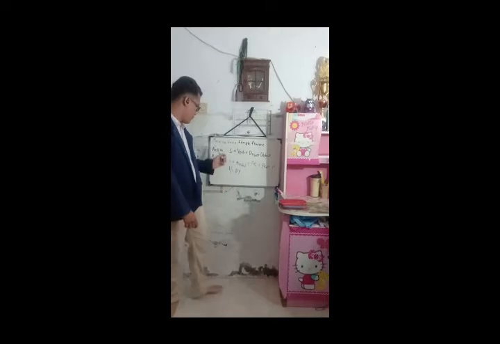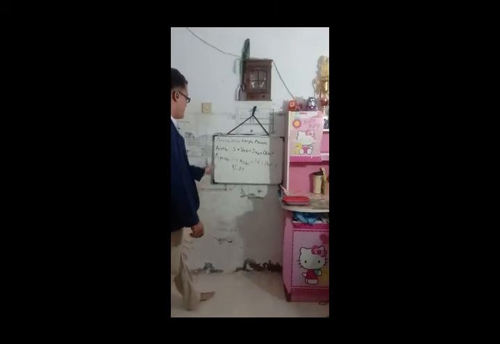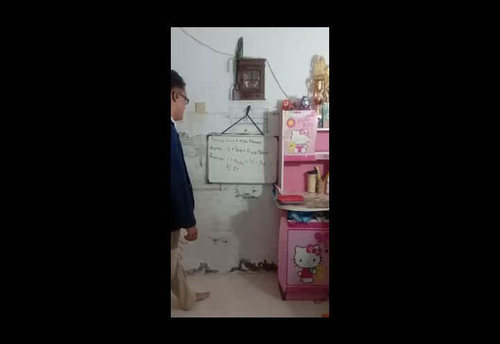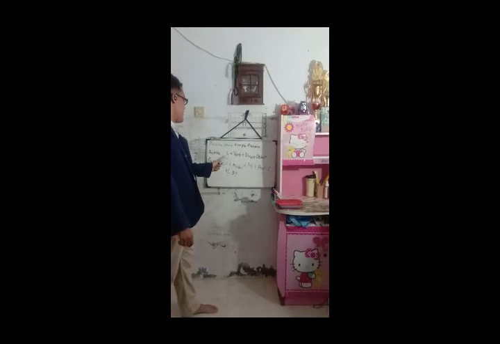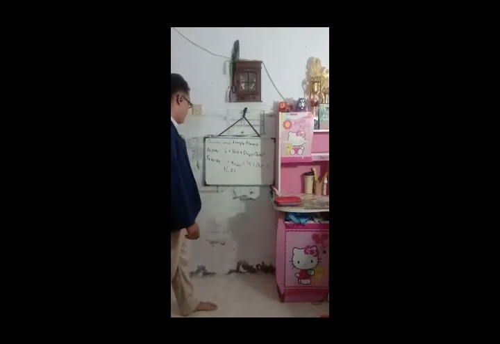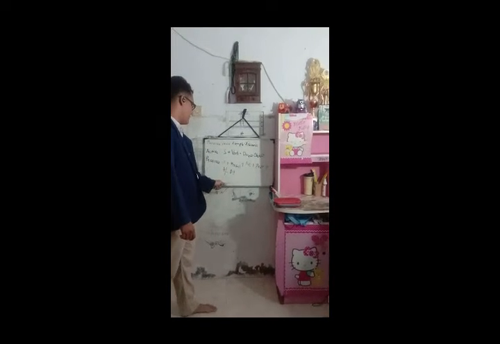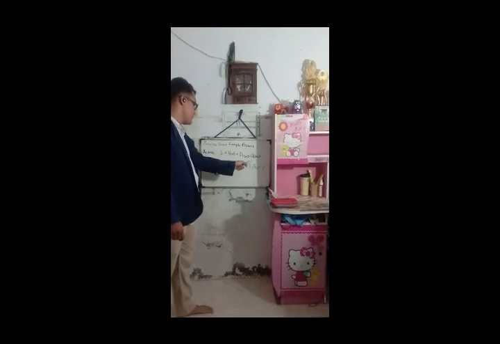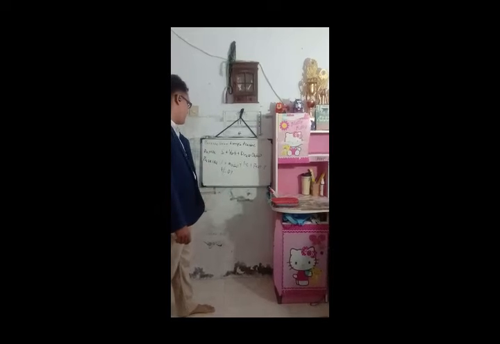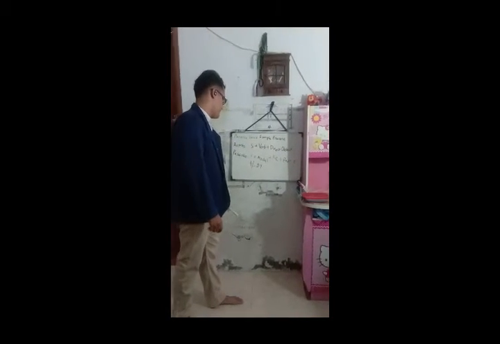So, this is the formula of passive voice simple present. For the active simple present, the formula is S plus verb plus direct object. For the passive, it is S plus modal plus be plus past participle plus by plus agent. So S in here is the main subject.